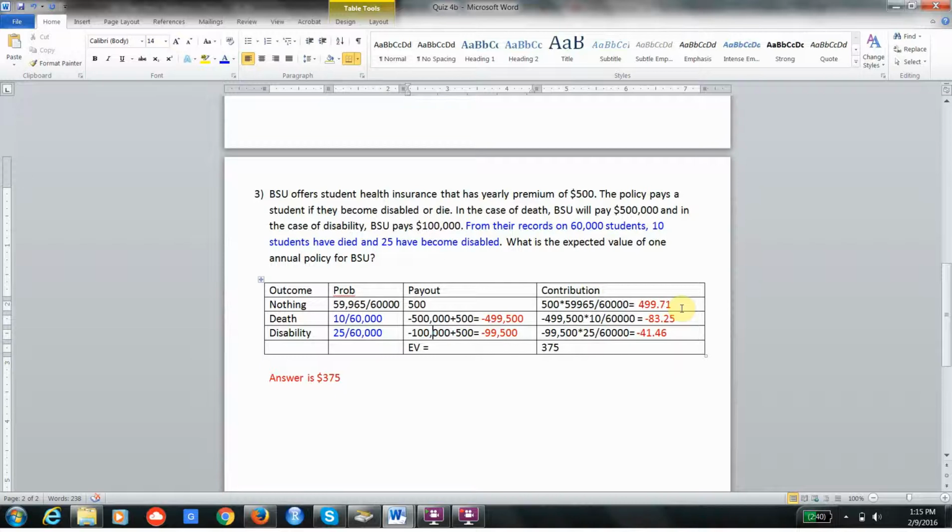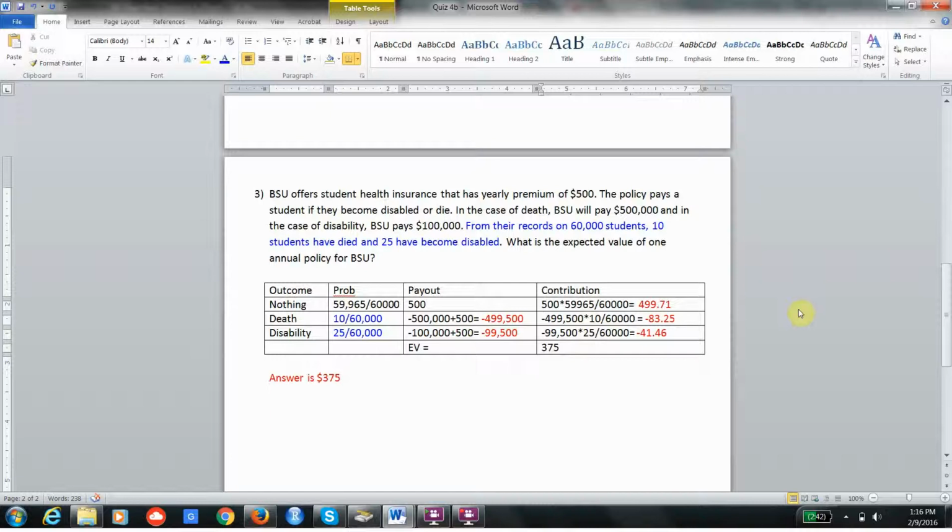Okay. And finally, for the last one, we multiply this out. Minus 99,500 times 25 over 60,000. And we get this. And we're going to add these, right? So that we know that the final expected value is this plus this plus this. And notice these are negative, so we're going to be subtracting these from $499.71. And we find out the answer is $375. Okay, the answer should be positive. An insurance company is certainly not going to lose money on an insurance policy.